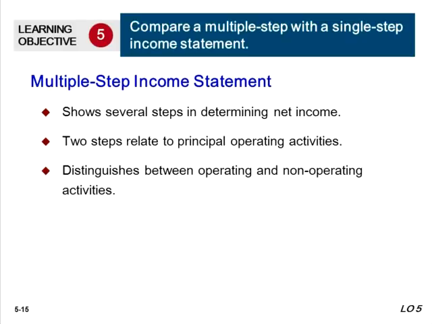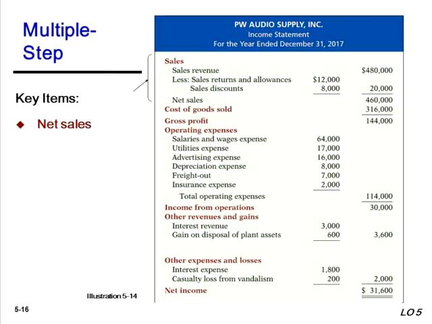So the multi-step income statement shows profit being calculated in steps, and we will go through those steps. The multi-step income statement also distinguishes between operating and non-operating activities. So on the next slide we have an example of a multi-step income statement. If you notice at the top, we start off with sales revenue. We subtract the contra revenue accounts, sales returns and allowances, and sales discounts, which gives us our net sales. We then subtract cost of goods sold from net sales to give us our gross profit.